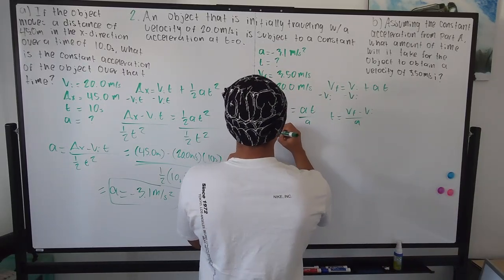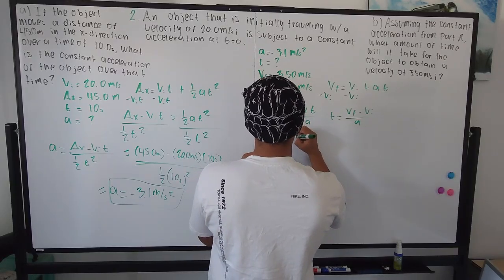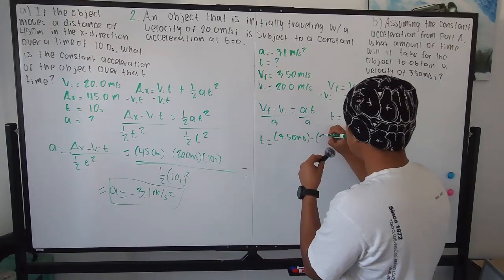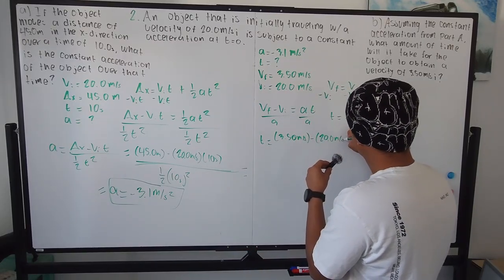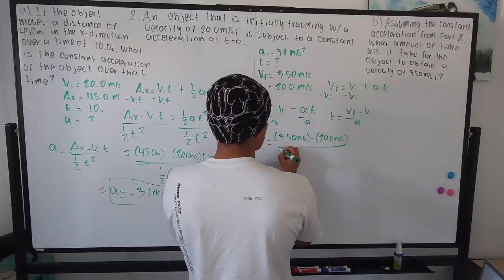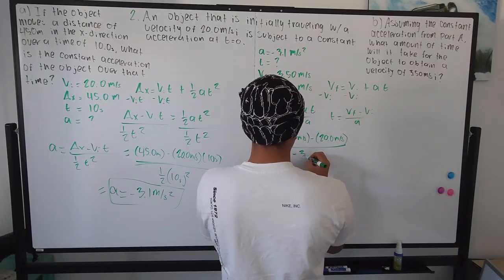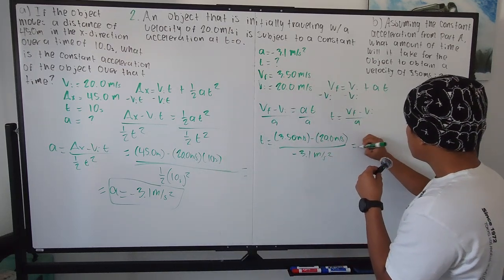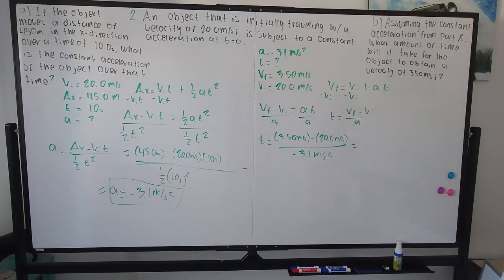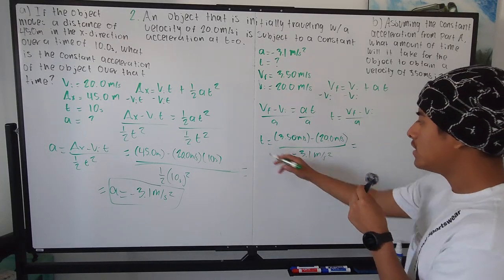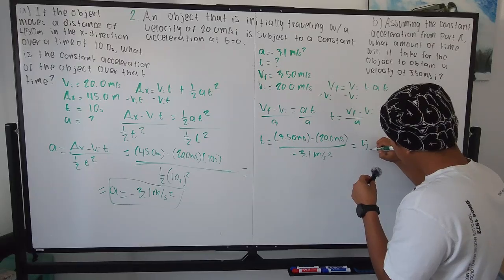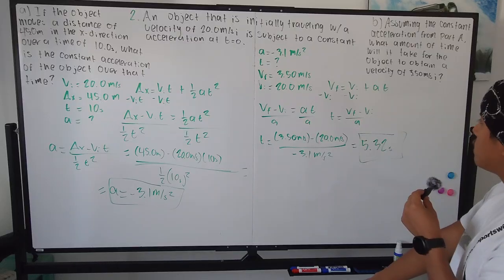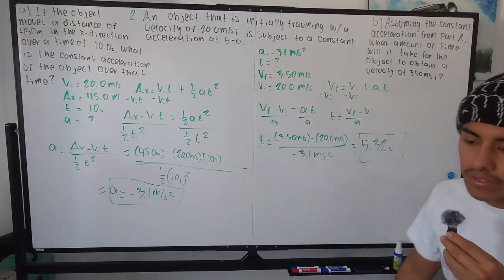Plugging in your values, you get v final is equal to 3.5 meters per second minus velocity initial, which is 20 meters per second, all over the acceleration, which is negative 3.1 meters per second squared. This will get you an answer of time is equal to 5.32 seconds. So it reaches this velocity at 5.32 seconds.